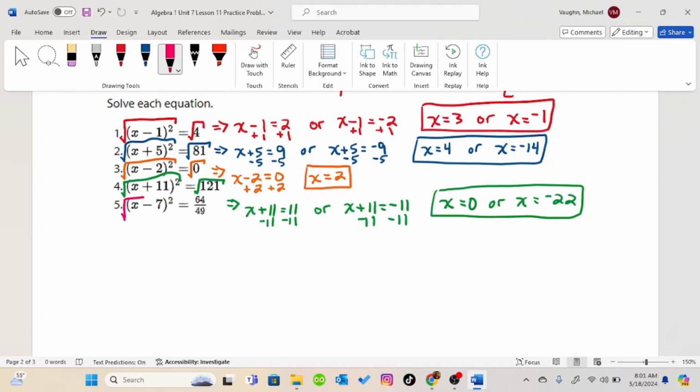And finally, number 5, we're going to take the square root of both sides. This tells us x minus 7 equals 8 over 7, or x minus 7 equals negative 8 over 7. Now I'm going to rewrite negative 7 as x minus 49 over 7.